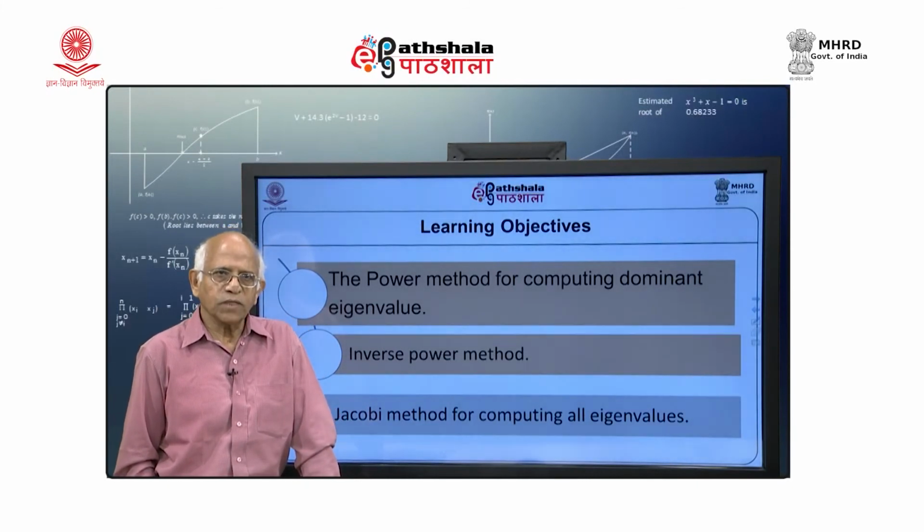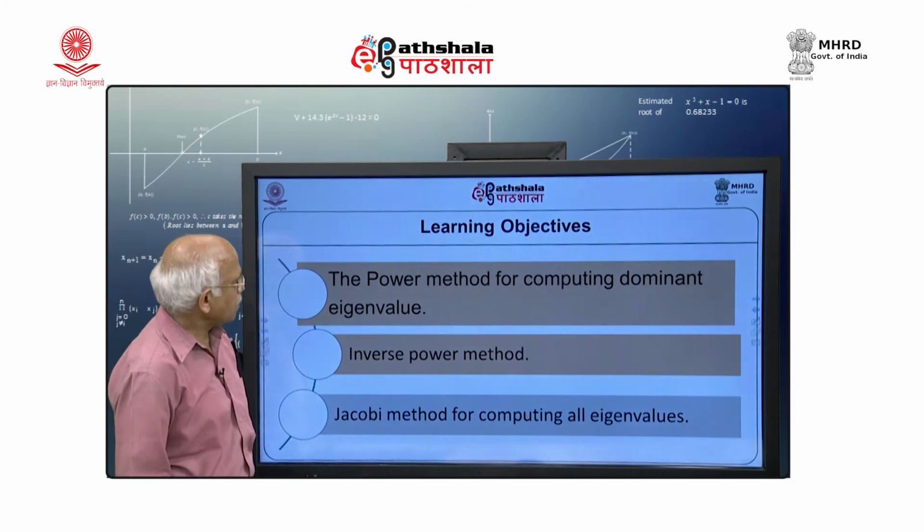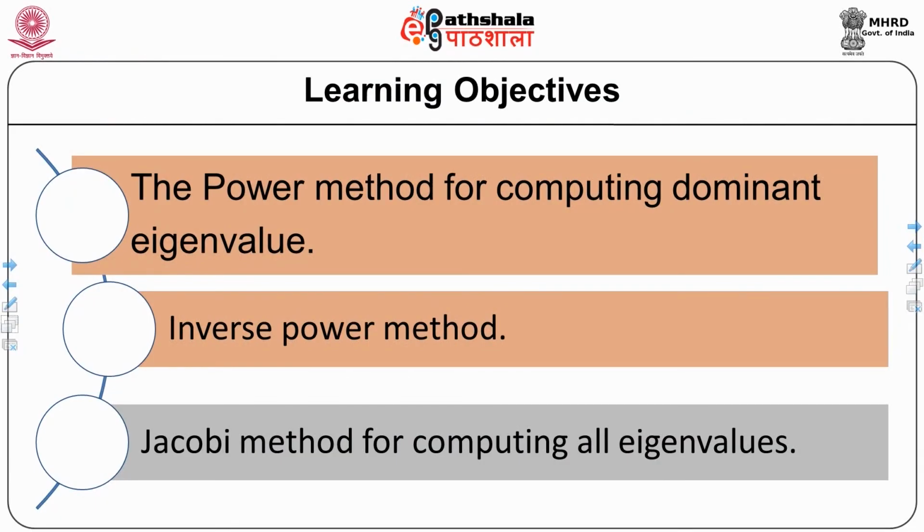This is the second module on eigenvalues and eigenvectors, and we are going to learn some methods to find eigenvalues and eigenvectors. The first method is the power method for computing the dominant eigenvalue. Then the inverse power method will find the eigenvalue with minimum absolute value, and then the Jacobi method for computing all the eigenvalues and eigenvectors.